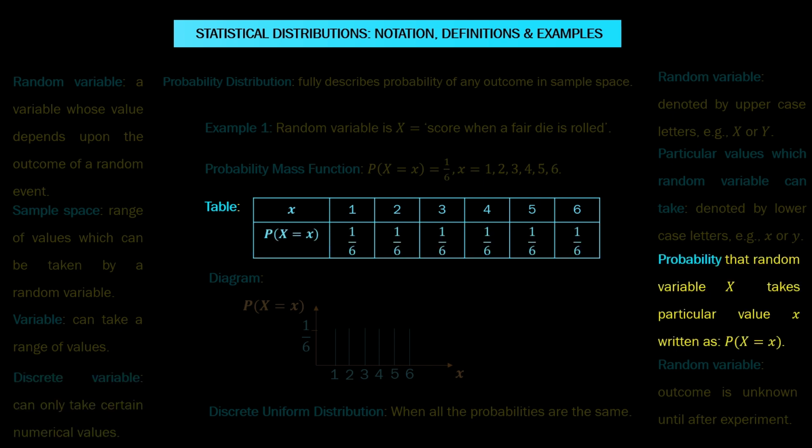And of course, we also have the probability of X equals little x. And the sum, notice, of all these probabilities is equal to 1.